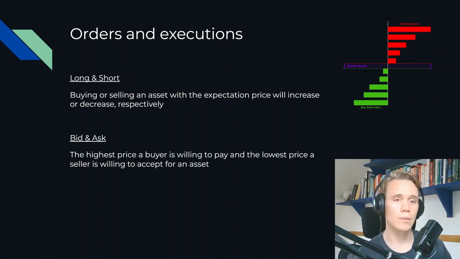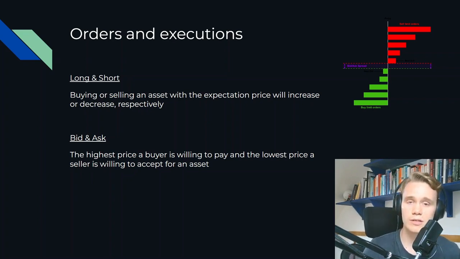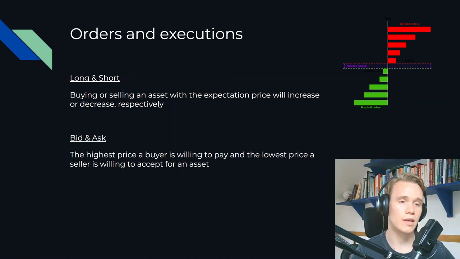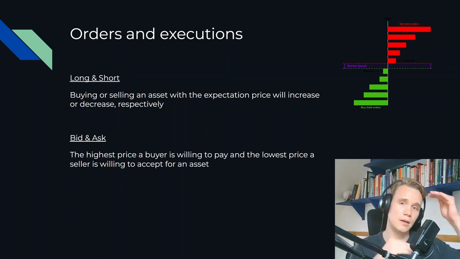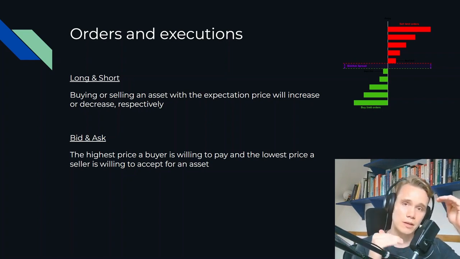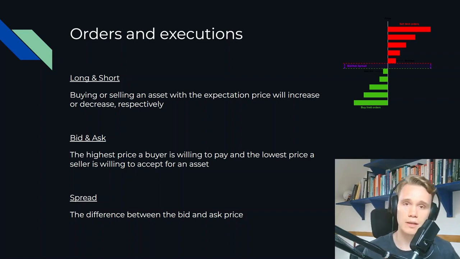Moving on to a bit more of an executional standpoint, when we're executing an order against the broker, we're quoted with the bid price and the ask price, and what that is essentially the highest price a buyer is willing to pay, which is the bid price, and the lowest price a seller is willing to accept for an asset, and that's the asking price. So there's a bit of a distance between the bid and the ask. And what that's called is the spread, and that's just the difference between the bid and the ask price.